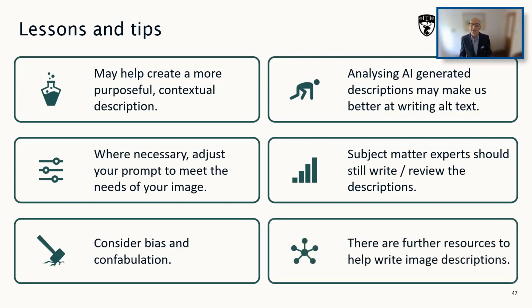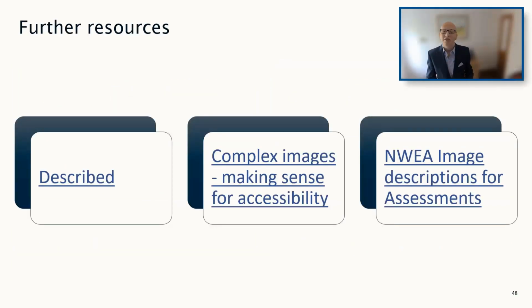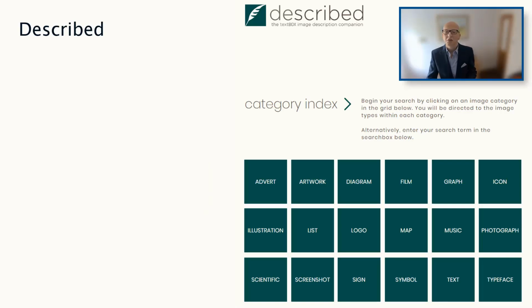And there's lots of resources out there to help write image descriptions. I particularly recommend Described from Textbox Digital, the Complex Images Making Sense for Accessibility site, and the NWEA Image Descriptions for Assessments. Textbox Digital's Described service provides guidance and worked examples of writing alternative text for different types of image.